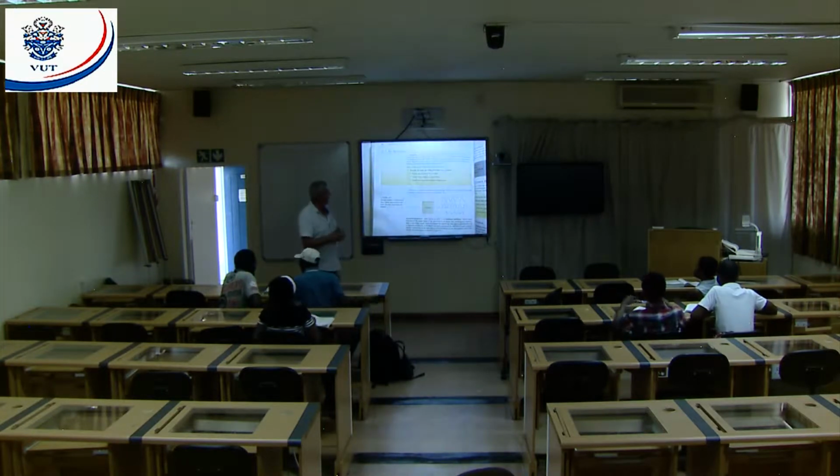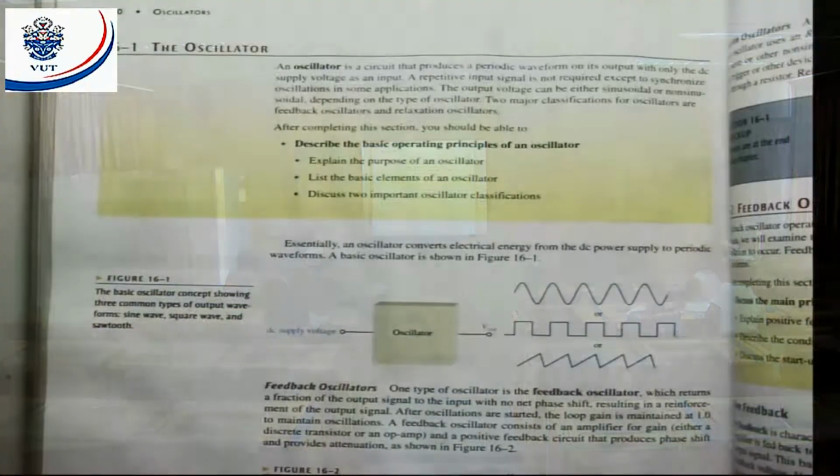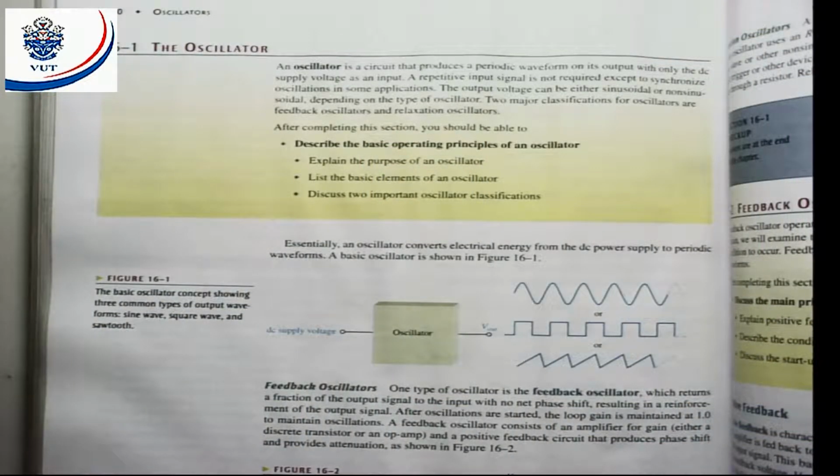All right, today we're going to start with chapter 16, the oscillator. All these oscillators are basically feedback oscillators. In this case, we're going to make use of positive feedback. We will get basically two types: RC oscillators and LC oscillators. But all of those oscillators have positive feedback.